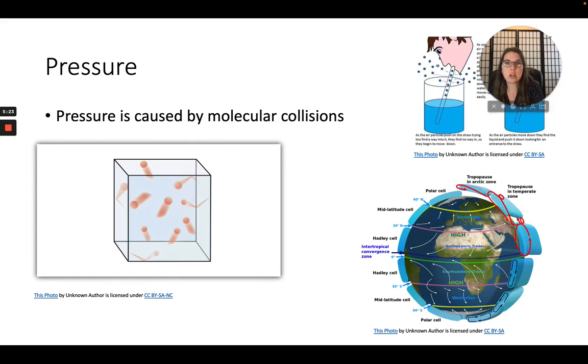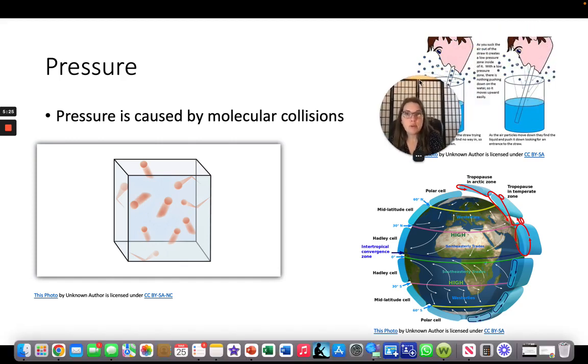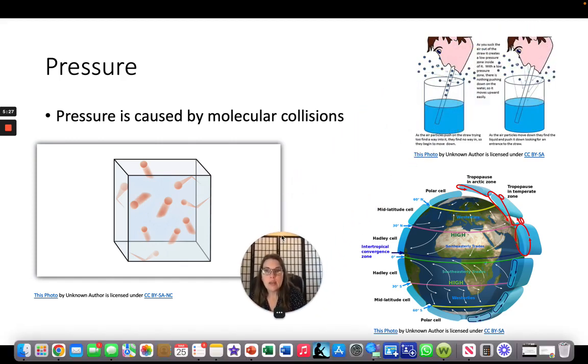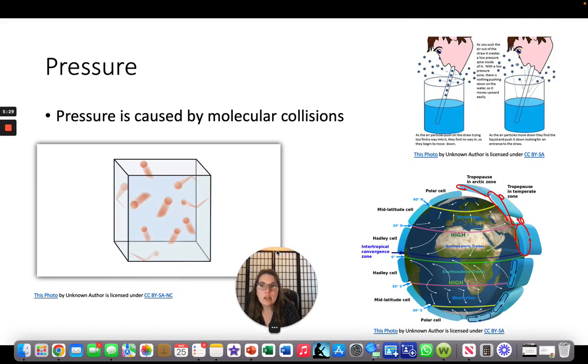Okay, next we're going to talk about pressure. Pressure has to do with the force that molecules put on the side of a container, or collisions. Over here I have this cube where there are, again, atoms flying all over the place because they're a gas. And as they're flying, because they have a certain temperature, they have an average kinetic energy. They're hitting the sides of the walls, and the harder they hit the sides of the walls, the more pressure there is.